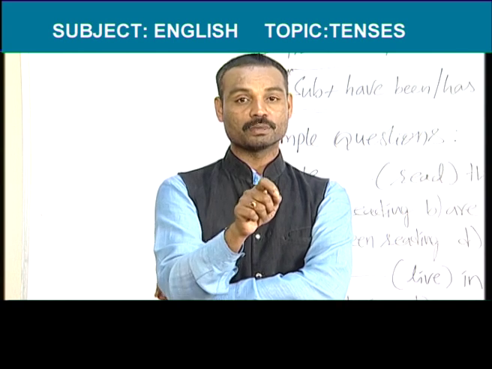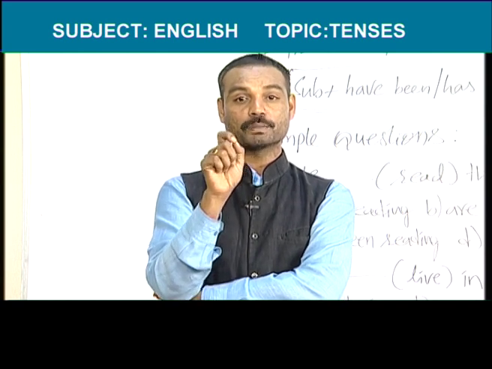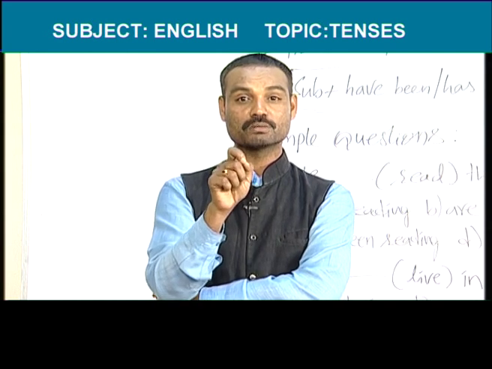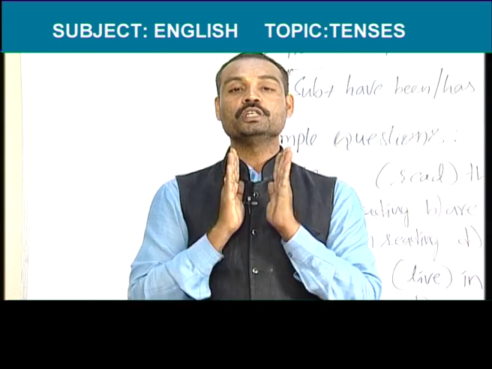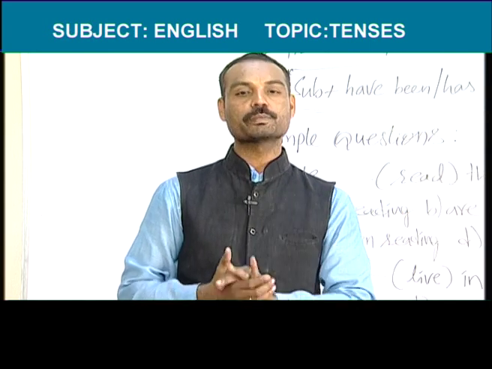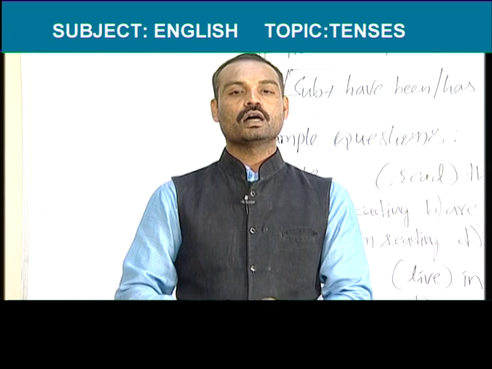You should say for 1 month, because 1 month is not a point of time to mention since. 1 month is a period of time. That is what you should mention for. I have been preparing for this exam for 1 month. See, this is called present perfect continuous tense.